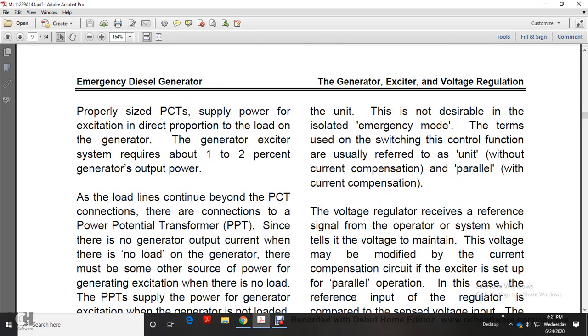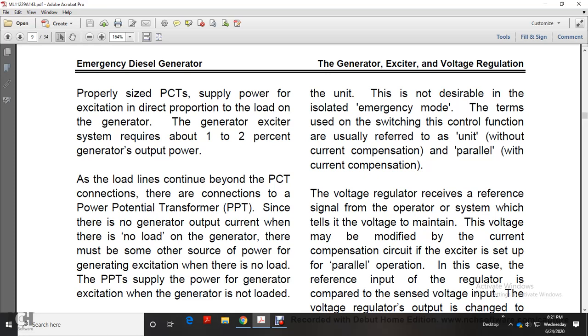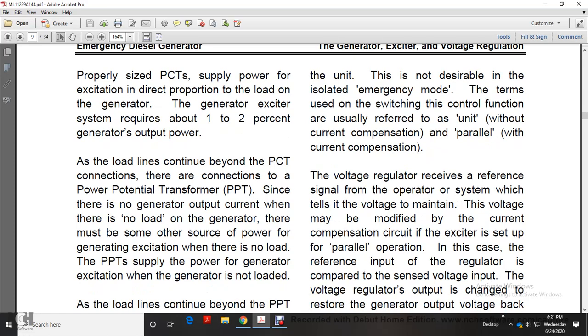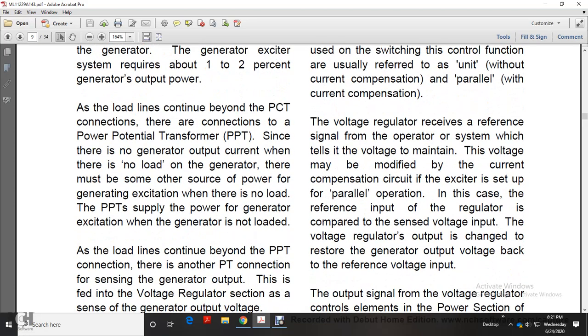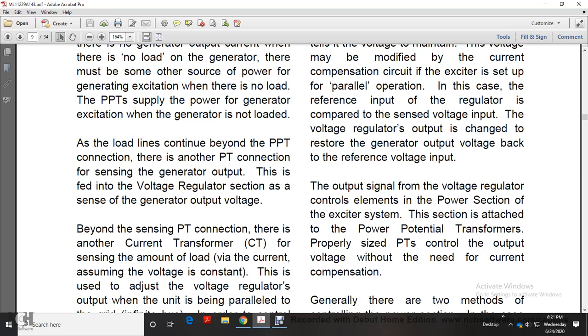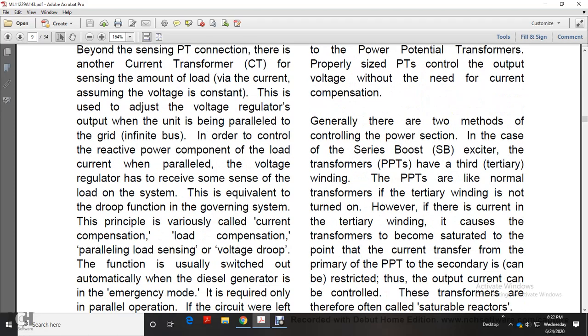The voltage regulator receives the reference signal from the operator system with the sensing of the voltage. Maintaining the voltage may be modified by the current from the compensating circuit to the exciter. In the parallel operation case, the reference input to the regulator is compared with the sensed voltage input. The voltage regulator output changes to restore the generator's output voltage back to the reference voltage input. The output signal from the voltage regulator controls the power section of the exciter system. The section is attached to the power potential transformer. The properly sized power transformer is controlled by the output voltage, which is needed for the current compensation.